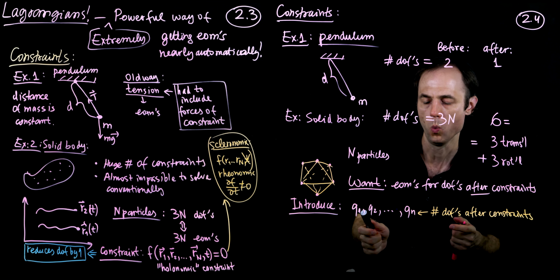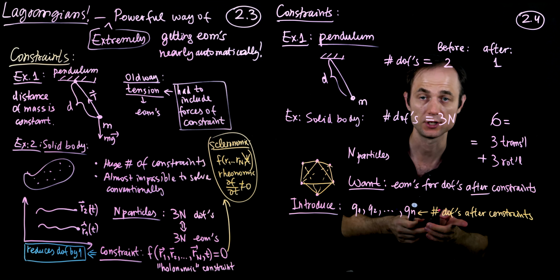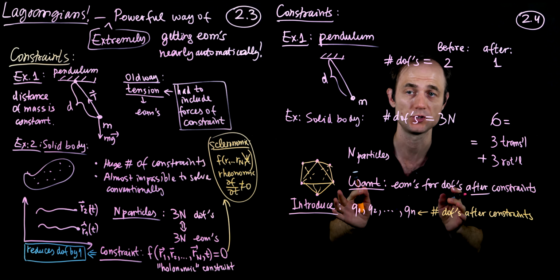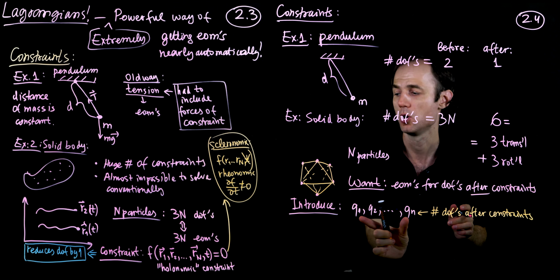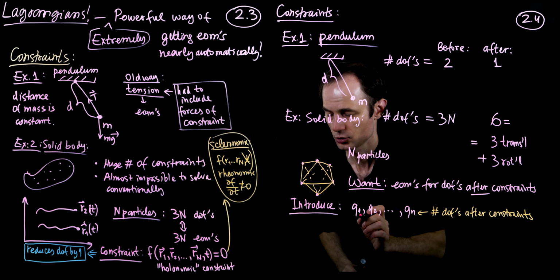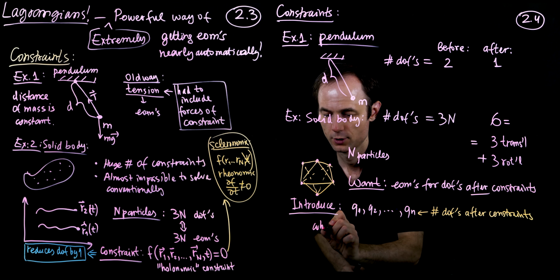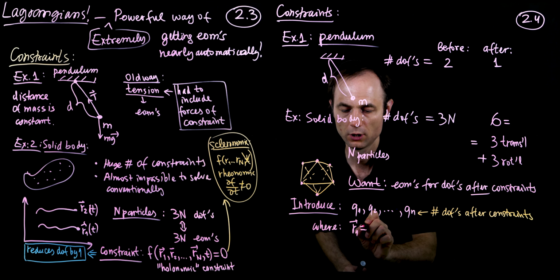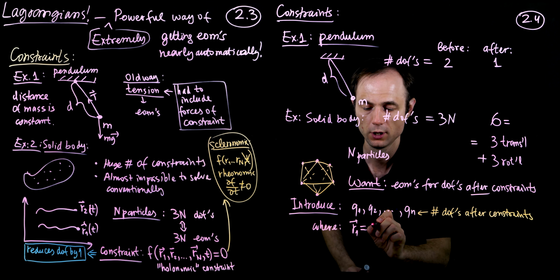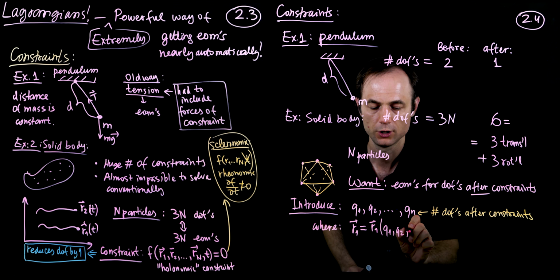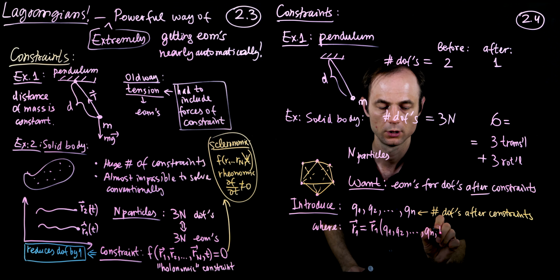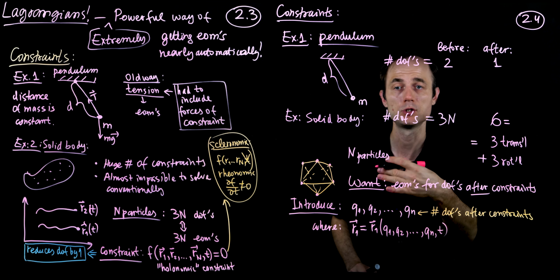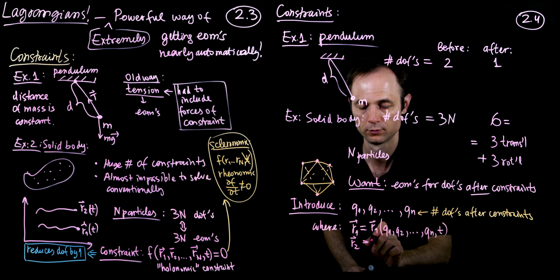So what does it mean that these are generalized coordinates? It means that we can describe the full state of the system if we know these coordinates. What that means is that we can write down the position of particle number 1 as a function of the generalized coordinates and time. And we can do that for every particle.